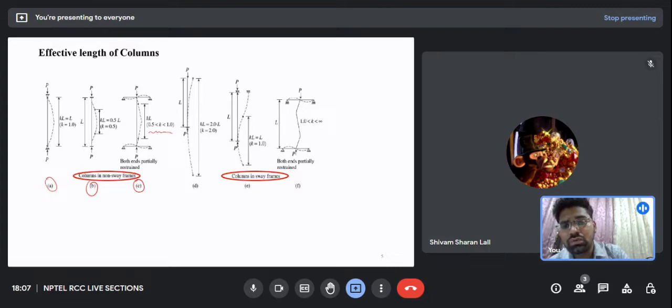Now you should also keep this in your mind that for non-sway columns we have a ratio which lies in between 0.5 to 1, and for the columns which are of sway type, we have the ratio in between 1 to infinity.